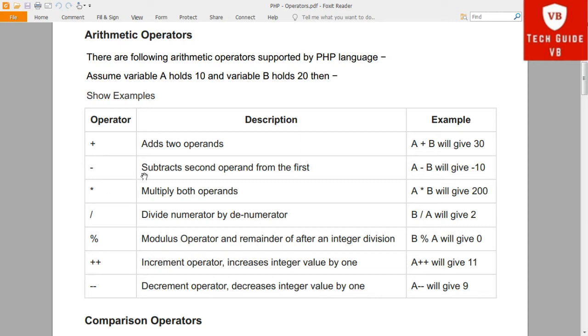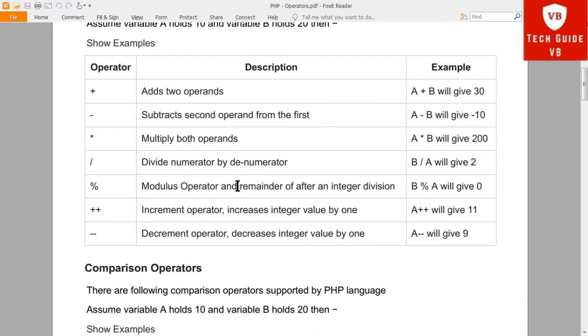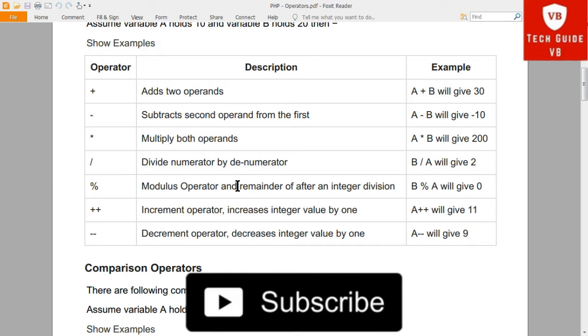Minus operator, that subtracts the second operand from the first. A - B will give -10. Then the multiplication operator, star, which multiplies both operands. A * B will give 200. Then fourth, the division operator, which is used to divide the numerator by the denominator. B / A will give 2.